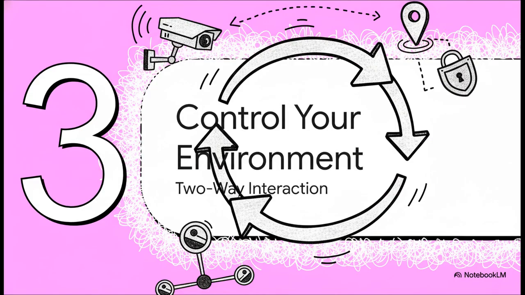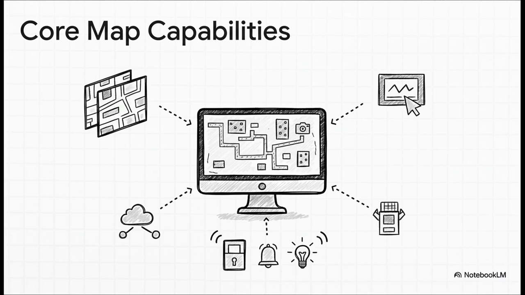Okay, so let's get practical. What does this new level of control actually look like when you're using it? It really all comes down to two-way interaction, which gives you the power to not just see what's happening, but to act on it in real time. So here's what you can do. You can stack multiple maps for really complex buildings, and clicking on any icon instantly pops up a live video feed. But the real game changer is the action part. You can trigger other devices right from the map, lock a door, sound an alarm, maybe turn on some lights. It brings seeing and doing together in one place.